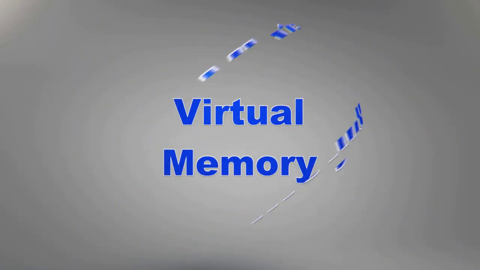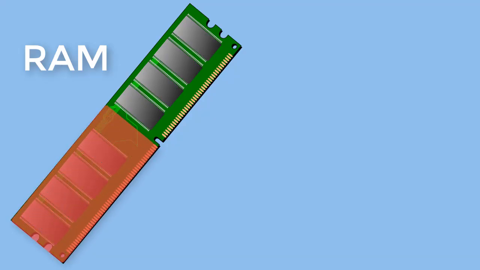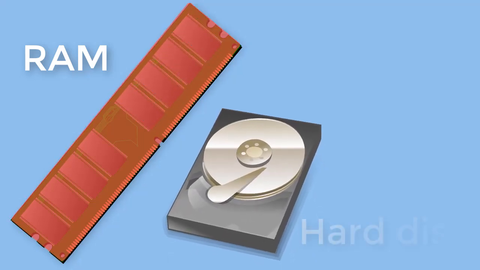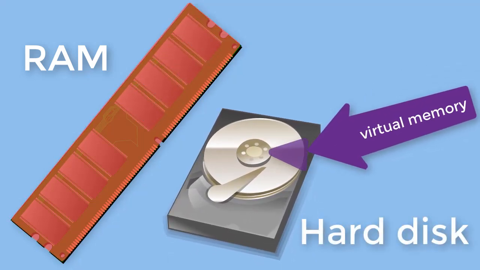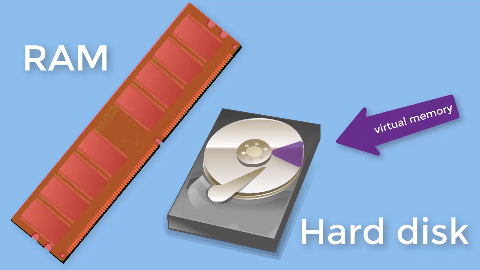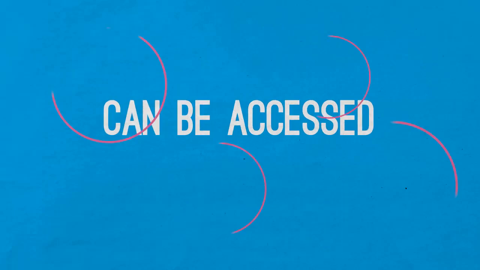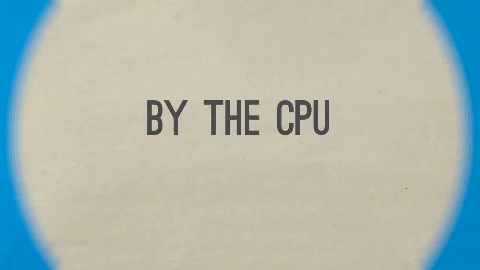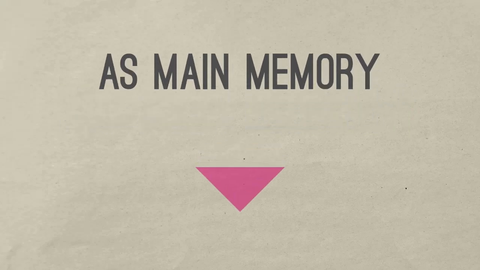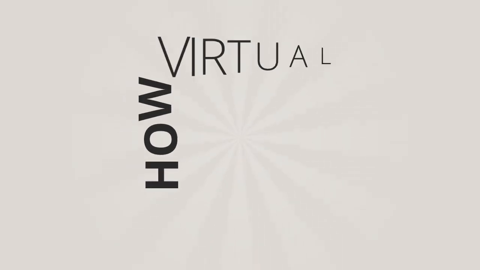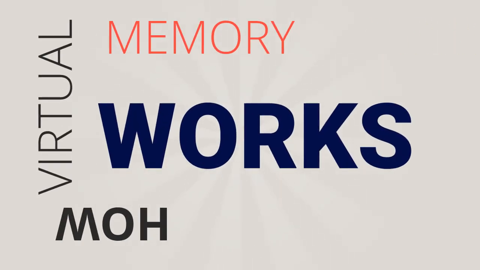Virtual memory. As RAM fills to capacity, the operating system can temporarily mark sections of the hard disk to use as virtual memory. Virtual memory can be accessed by the CPU and so is classed as main memory, even though it's on the hard disk. So let's take a look at how virtual memory works. Remember, this is a very simplified version.